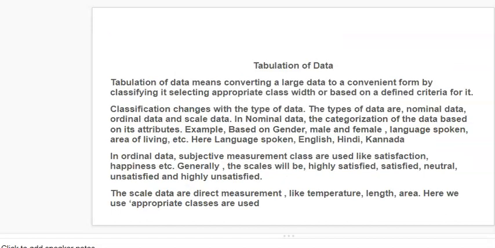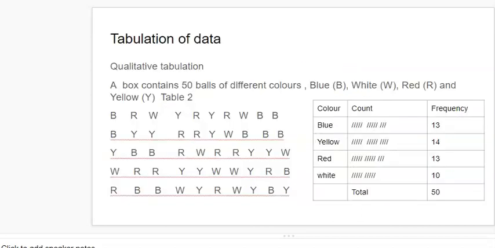So the tabulation of data again depends on the type of data, whether it is scale data, qualitative or quantitative. In that itself, nominal data or ordinal data. So in the next two slides, I am going to explain the difference between these two. This is qualitative data. In this data, it is nominal data because different colors of balls are there, 4 colors: blue, red, white and yellow.